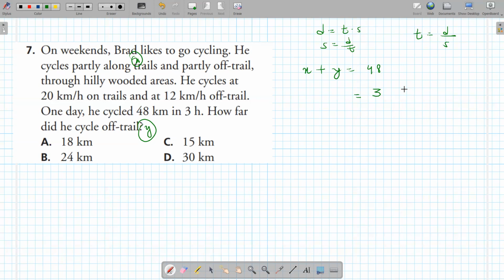So let's say we're using this equation. Time is distance divided by speed. What's the distance he goes on the trails? It's x. What's his speed on the trails? 20 kilometers an hour, yeah, 20. What about the next term here? Y over 12, there you go. So this is setting it up as a time, because they've given us time.